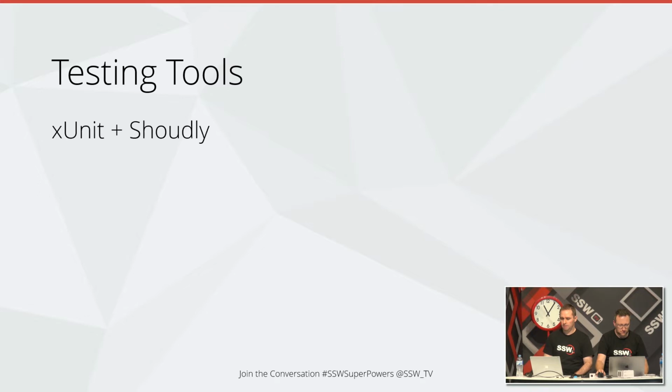So let's have a look at the other testing tools that we can use to support our efforts. These are the tools that we're using at SSW. The 2 that I use together, whether I'm writing unit, integration or UI tests, are XUnit and Shouldly. And Shouldly just provides a really nice way of writing your assertions. I'll demonstrate that for you soon.